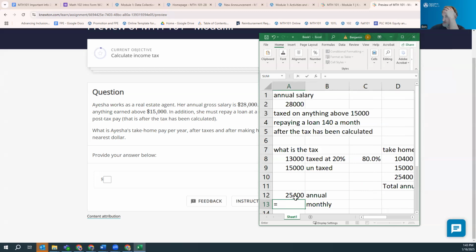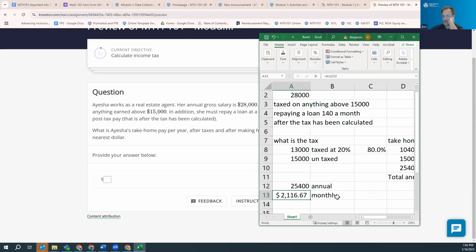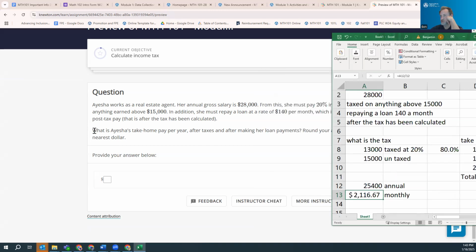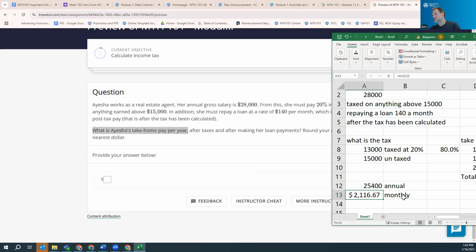So 25,400, 12 months in a year. So I'm scaling it down. Uh-oh, we got rounding involved. We make this money. Okay. And then, oh, this is unnecessary because it's not asking me. Now I'm looking at the question again. Take home pay per year. Okay. So forget this. I could go this route, but I don't need to.